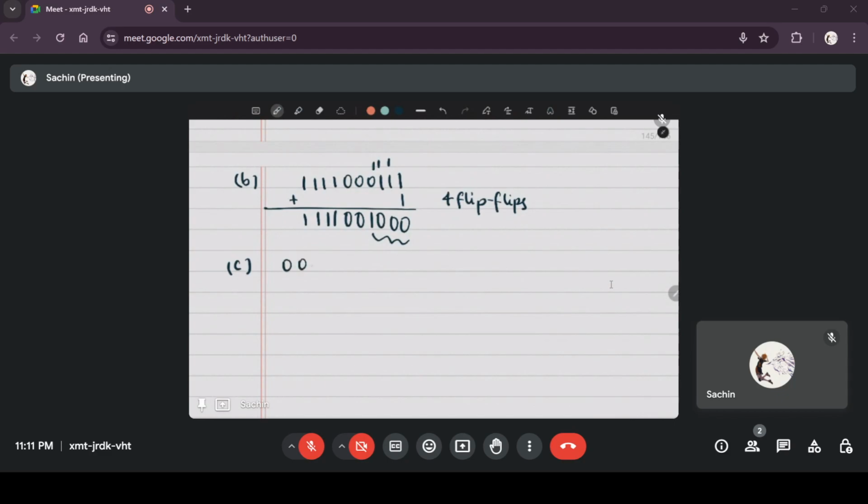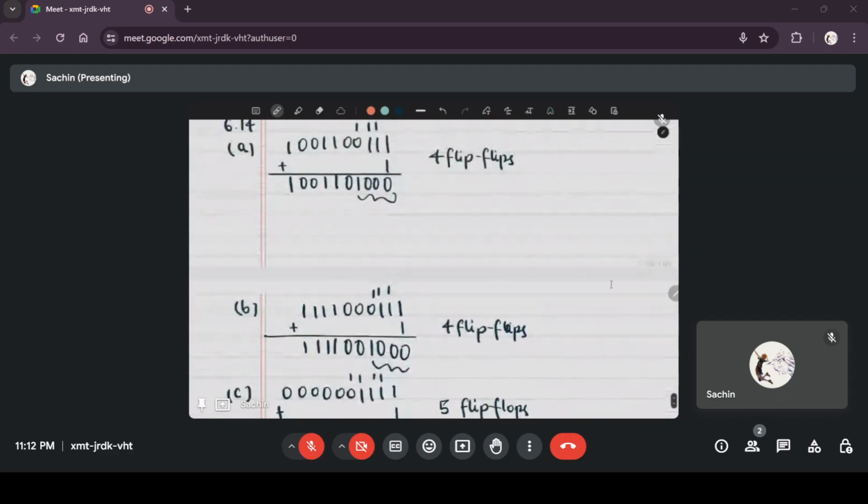Part C, 0000001111. And when you add 1, you have 0 with 1 carry, 0 with 1 carry, 0 with 1 carry, 0 with 1. The rest are just zeros. Here 5 outputs have changed state, they have flipped. So 5 flip-flops will be complemented.